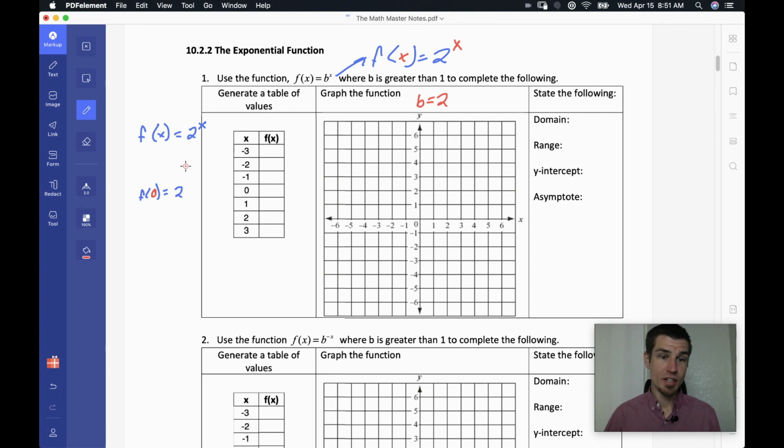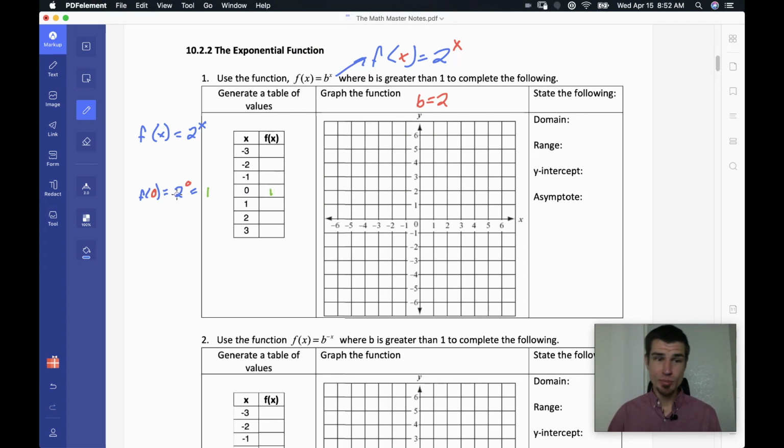So we have 2 to the power of 0. And that gives us 1. If you want to know why that's 1, you can go check out my other videos about exponential properties and simplifying radicals. I'll link those down in the description. You can go check those out. So when we substitute 0 into the function f, we get 1. So when x is 0, f of x is 1.